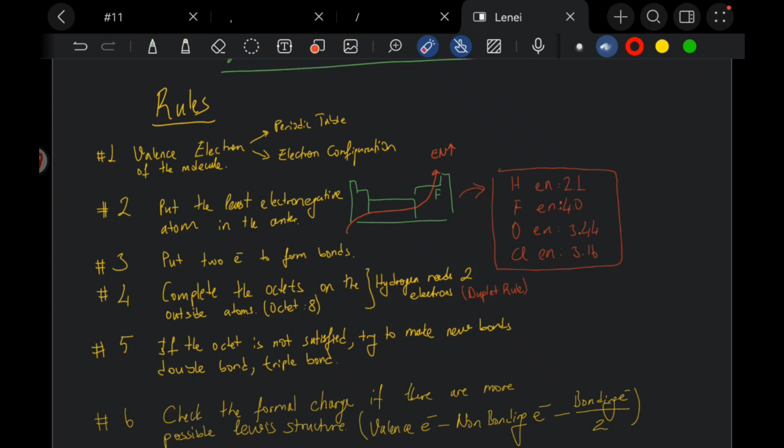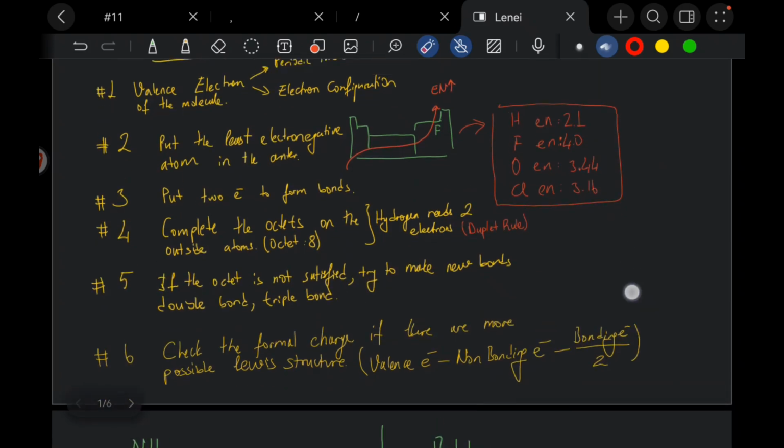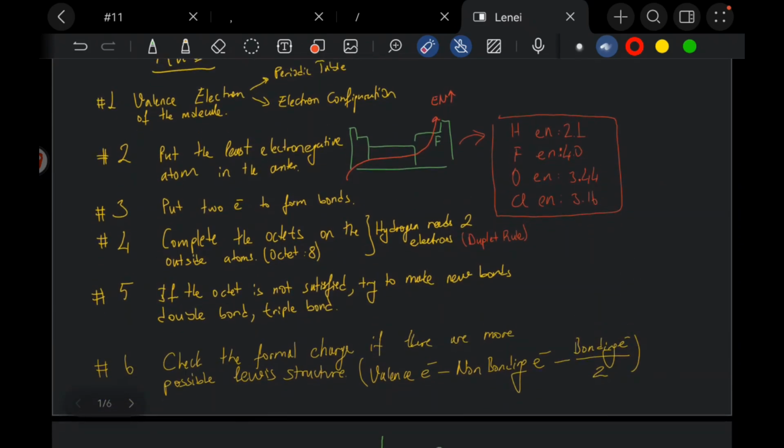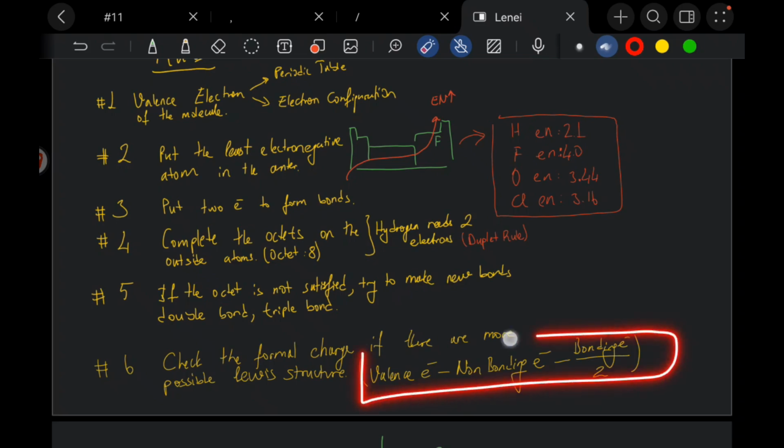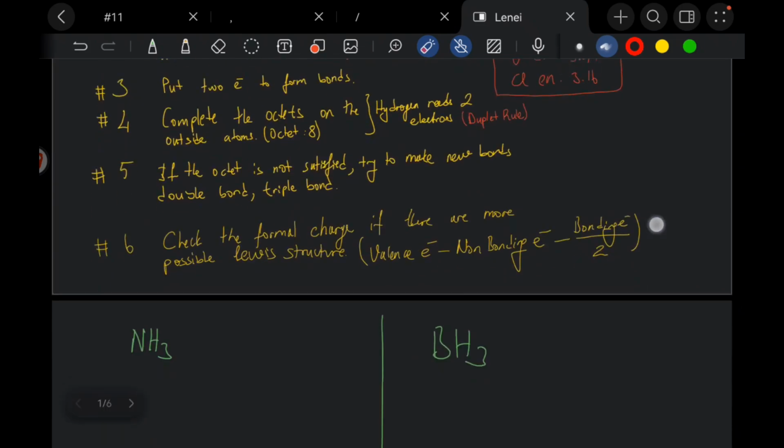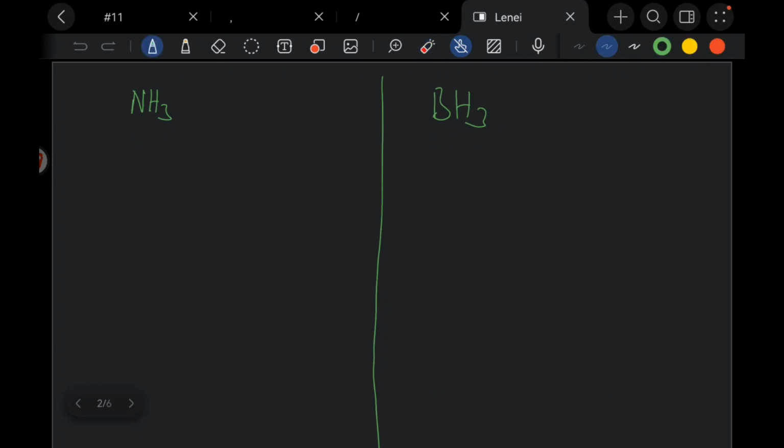And if the octet rule is not satisfied, try to make new bonds. We can make double bonds, triple bonds in some molecules, and then we can check the formal charge if there are more possible Lewis structures. The formal charge is equal to valence electrons minus non-bonding electrons minus bonding electrons over 2. So you definitely have to know this formula. And we can start with the first example.